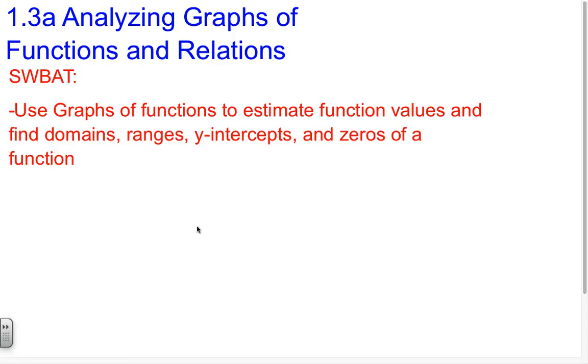This is section 1.3a, analyzing graphs of functions and relations. By the end of this video, you should be able to use graphs of functions to estimate function values and find domains, ranges, y-intercepts, and zeros of a function.